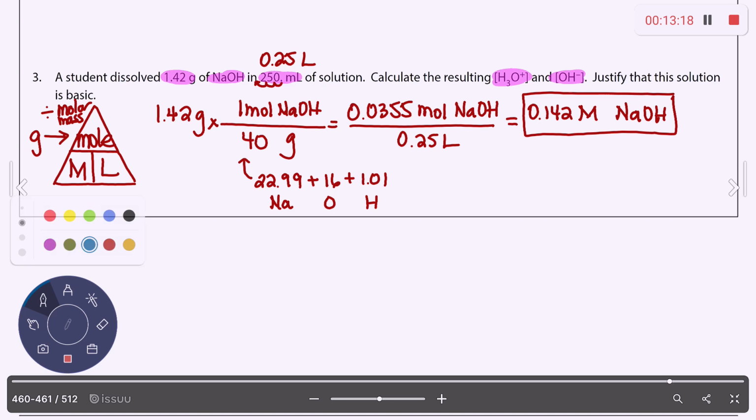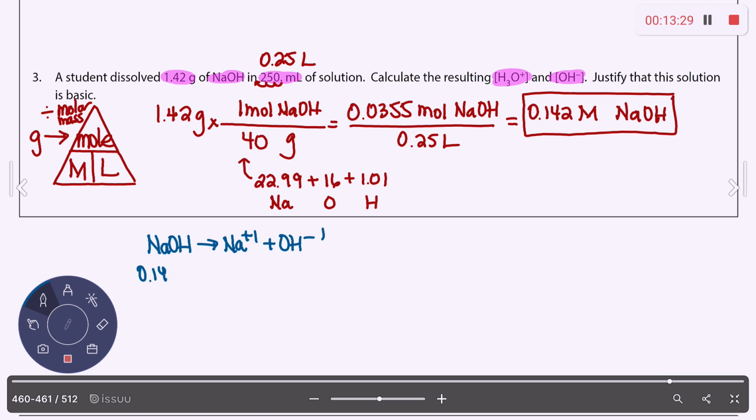Is NaOH a strong or a weak base? Yeah, it's a strong base. So that means it will completely separate into ions. So if this is 0.142 molarity, what is my hydroxide ion concentration? Same thing, because there's a coefficient of 1 on it. So this is 0.142 molarity. So this is what you will use in the equation when you solve for the hydronium ion concentration.